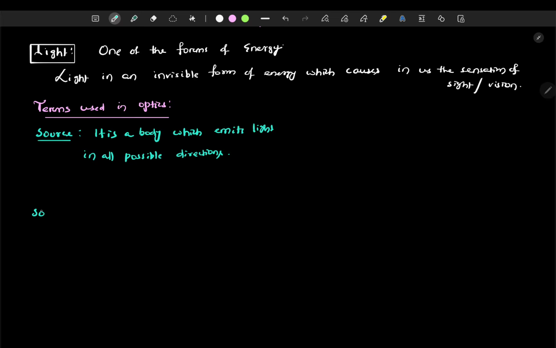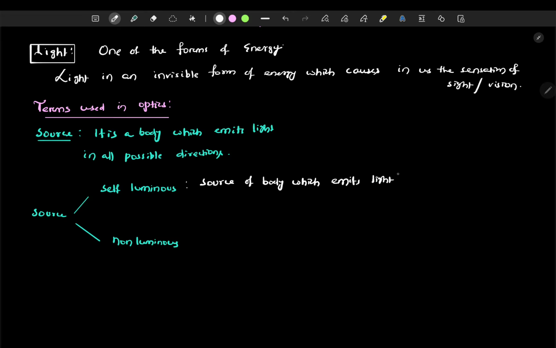Source is of two types. One is self-luminous, another is non-luminous. Self-luminous means a source or body which emits light by itself. For example, heavenly bodies like the sun, stars, etc. They are all included in self-luminous sources of light.